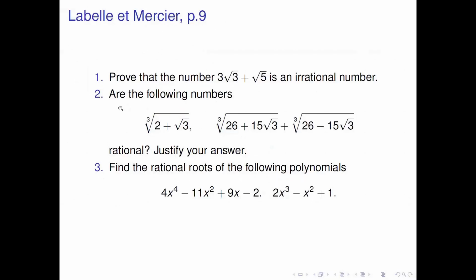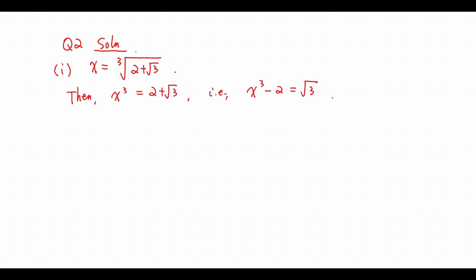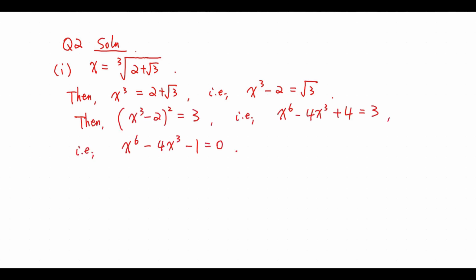Question 2. Are the following numbers rational? Solution. Consider this number x. Then we have this equation. This says we have this equation. This gives this one. This says we have this equation.